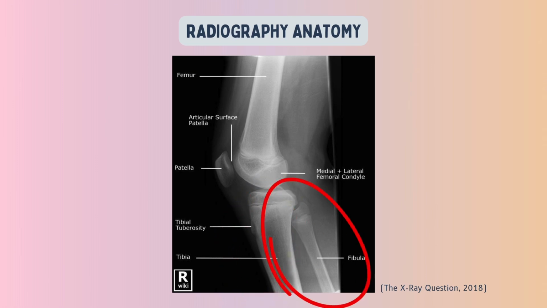Then, we have the fibula, which is the smaller bone beside the tibia. It is not directly involved in the knee joint, because it does not articulate with the femur directly. It is located posterior to the tibia on true lateral view. Lastly, the key joints seen in true knee lateral projection are, first, the patellofemoral joint. This joint is located between the patella and the femur. Second is the tibiofemoral joint, which is located between the tibia and the femur.